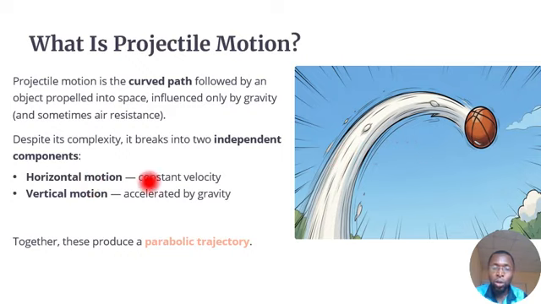For horizontal motion, the velocity is constant. For vertical motion, the velocity is not constant, and it is opposed by gravity. In horizontal motion, there is no gravity. So this curved path that is being created is actually known as the parabolic trajectory. That curved path created is known as the parabolic trajectory.